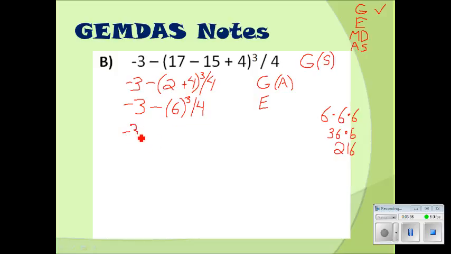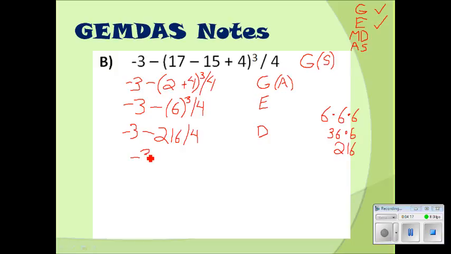So this step now I have a negative 3 minus 216 divided by 4. Okay, that was my only exponent, so I can check that off. Now, multiply and divide from left to right. I have negative 3 minus 216. That's subtraction, so nothing there. But 216 divided by 4. So my next step is going to be divide. 216 divided by 4 gives me a 54.